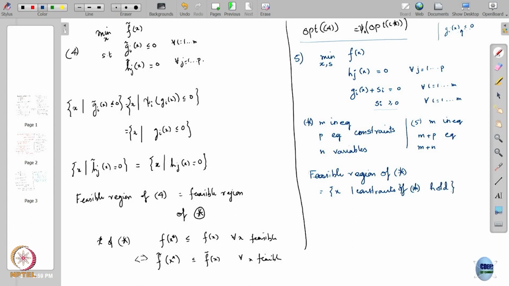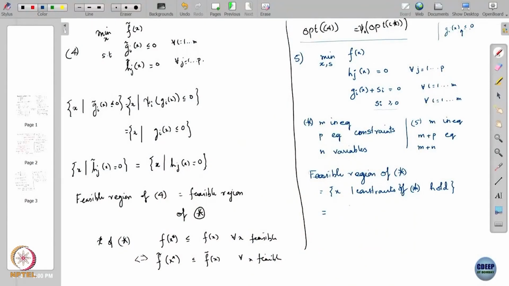Now, how do I compare this with the feasible region of phi, which is not in the same space anymore, because now it has more variables, right? Phi is both in the x and the s space, so it's in a larger dimensional space. So how do I compare the feasible region of star and the feasible region of phi? See, s is not present in my original problem. It is present in phi. So how do I compare the feasible region of star with that of phi?